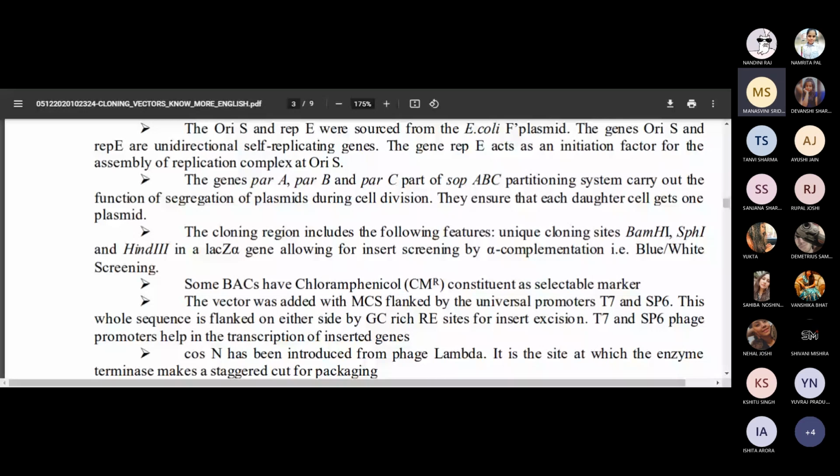cosN has been introduced from phage lambda. It is the site at which the enzyme terminase makes a staggered cut for packaging.